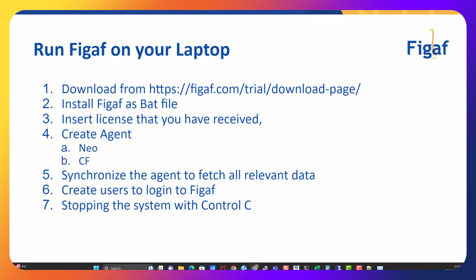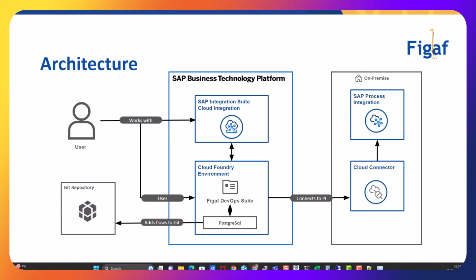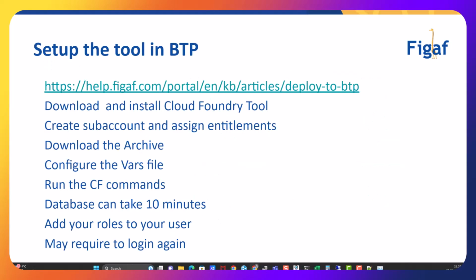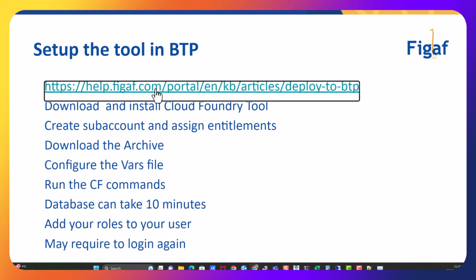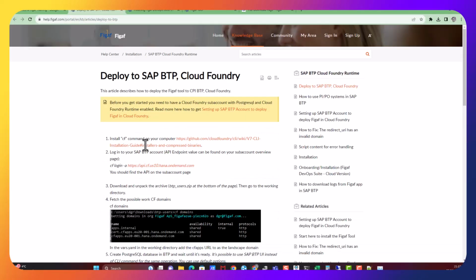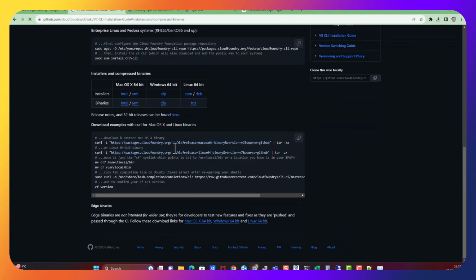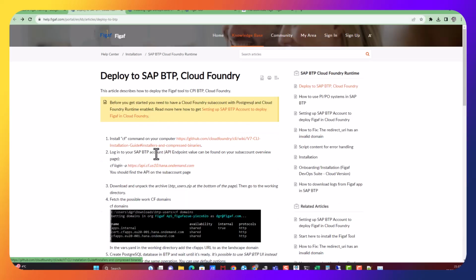So this was the local installation. We covered that. Now to the BTP. This is a lot more interesting. So the idea here is we will go to this site. This is the main part of this. First thing we'll do here is we will go here. We will download the binaries, the installers, and then we'll install the tool. This would allow us to get access to the tool.